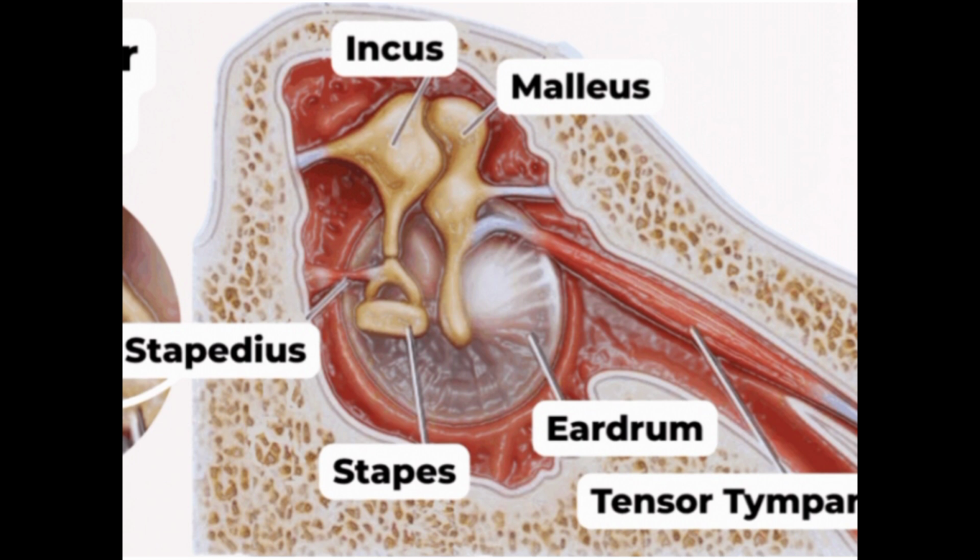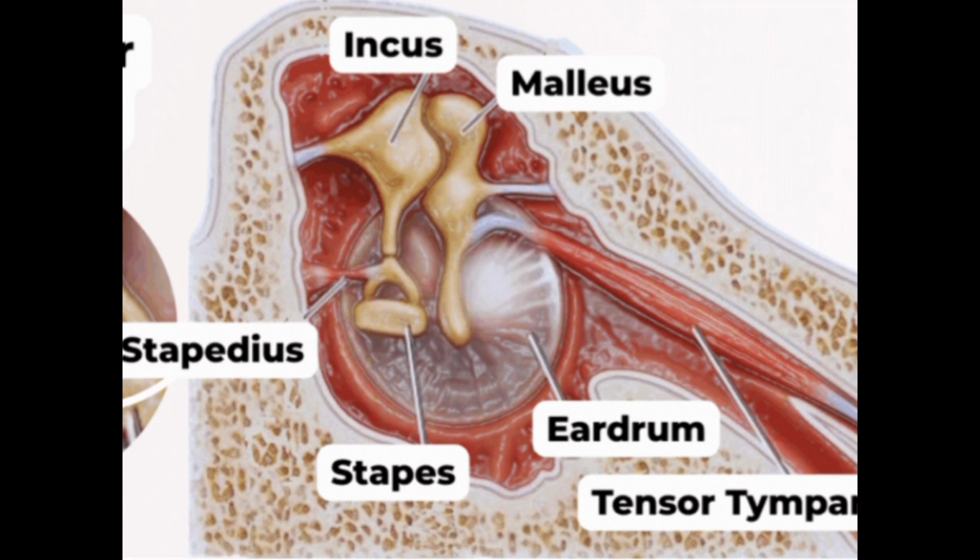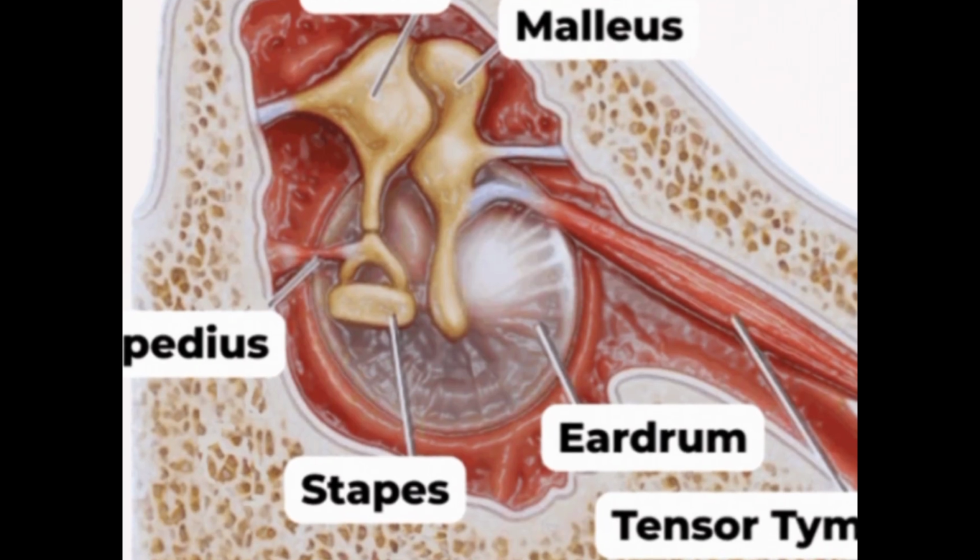What is the other muscle present within the middle ear cavity? Observe this picture. What you observe here is the stapedius muscle supplied by facial nerve. What is one more muscle? That is the tensor tympani muscle.